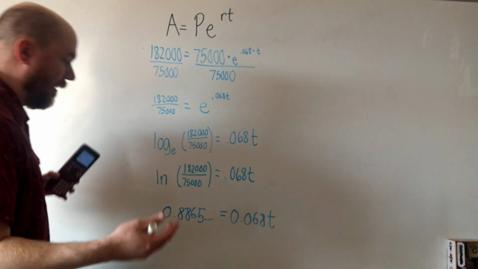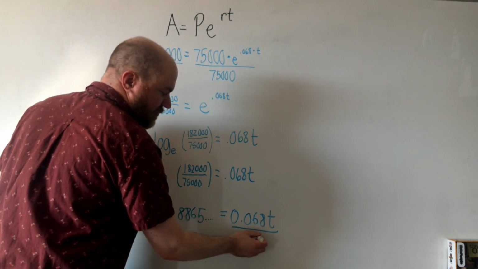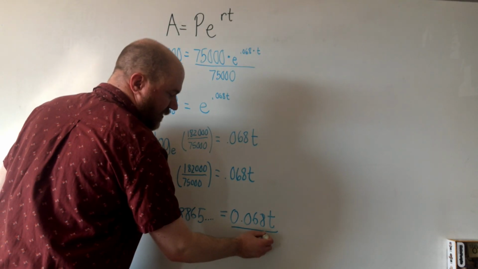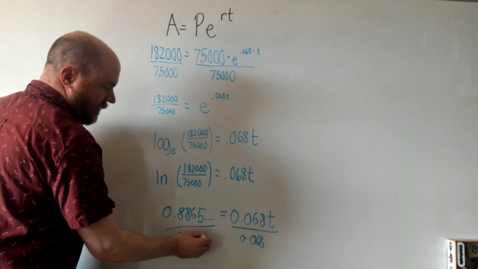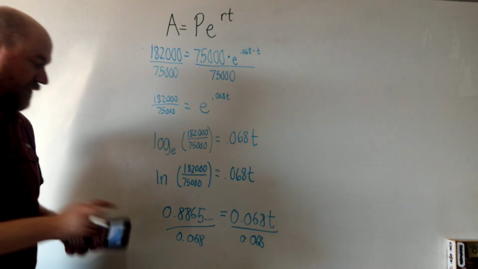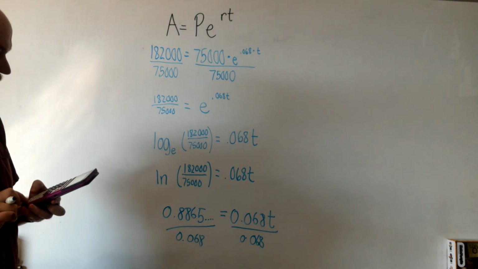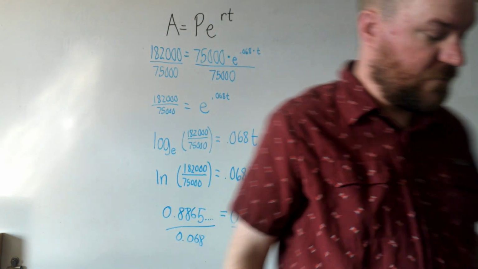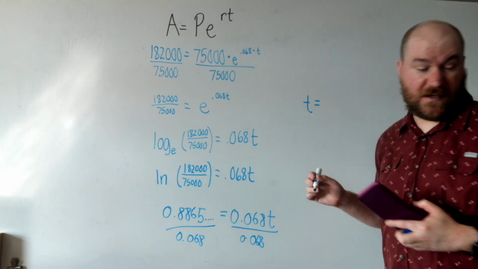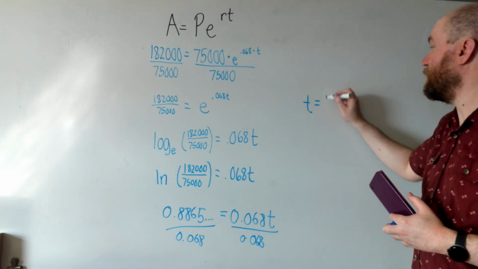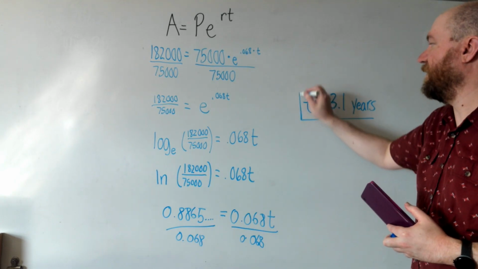All right. Well, why aren't we done? Because I want to know t, and this t is being multiplied by 0.068. So I'm going to divide by 0.068. And that's why we wanted to leave it on our calculator, so that I don't have to type in this whole long decimal again, divided by 0.068. And we get 13.037. So that means we would need to leave this money in the account. We wanted it to the nearest tenth. So 13.1 years was the answer to this question.